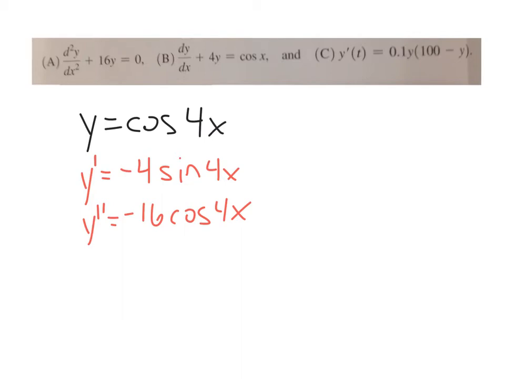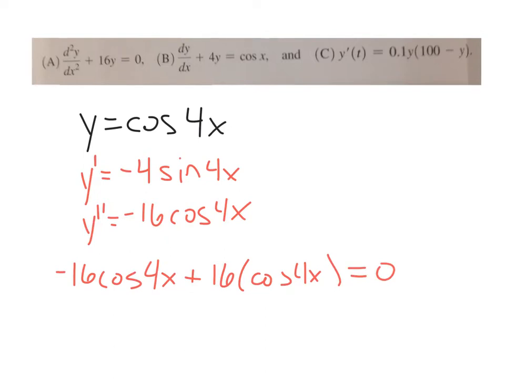If we go back and look at equation A as it is, they say the second derivative of y, what we just found, is negative 16 cosine of 4x, plus 16 times what we're guessing at this point is the solution, y, times cosine of 4x, is equal to 0. And sure enough, these two terms cancel each other out, and they are 0. So what the book is saying is that that is the solution to our differential equation.